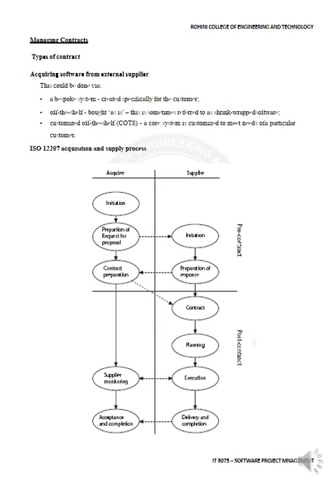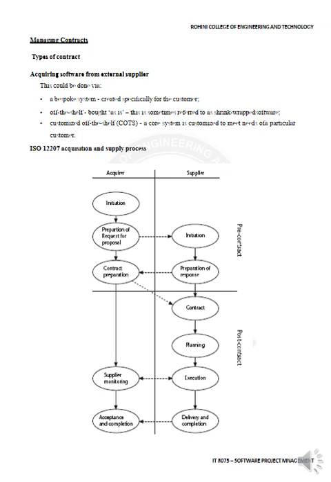So managing contracts, there are types of contracts. Acquiring software from an external supplier could be done via a bespoke system, which is created specifically for the customer. Or it can be off the shelf, where you have to buy it as such. Then there is customized off the shelf, where a core system is customized to meet the needs of a particular customer.